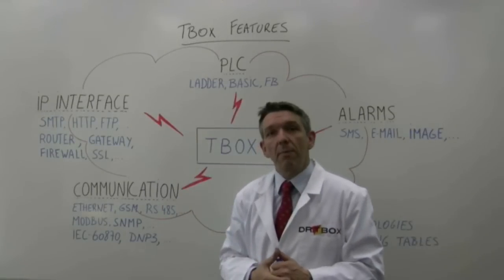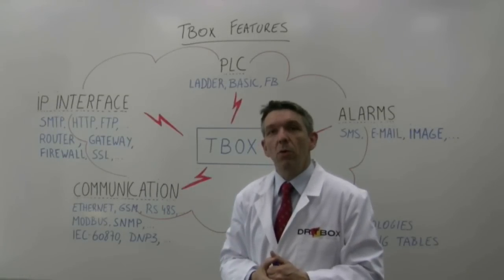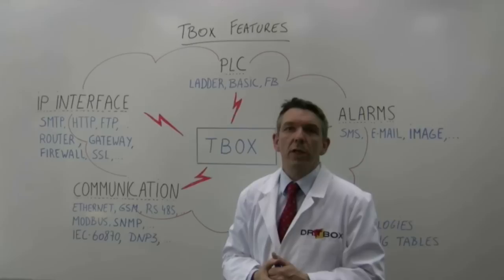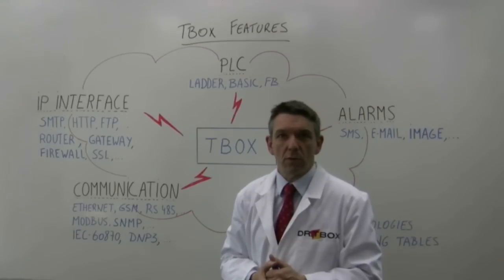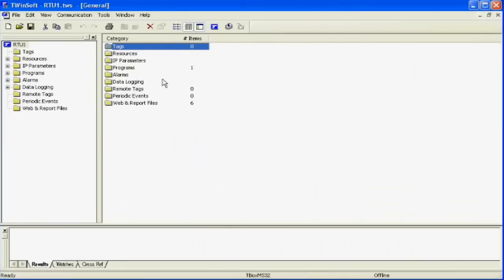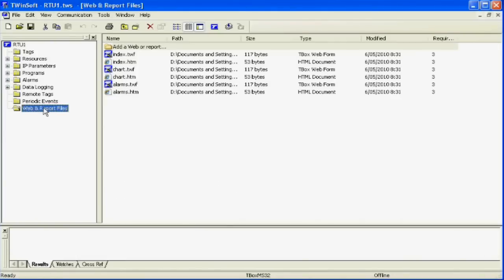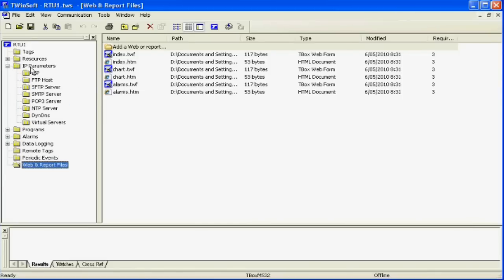Through its embedded IP stack, T-Box supports many IP connections and IP protocols. As we have already seen in the previous topic, T-Box can act as a web server, which makes it the genuine SCADA RTU. In addition, it can also establish various IP connections.